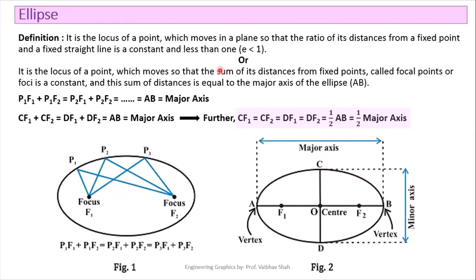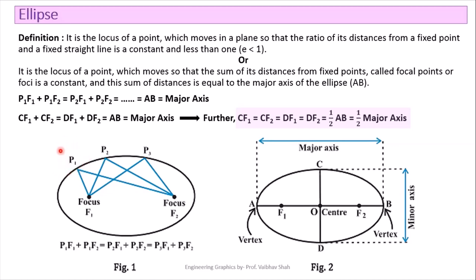Now, next, we have another definition: it is the locus of a point which moves so that the sum of its distances from fixed points, called focal points or foci, is a constant, and this sum of distances is equal to the major axis of the ellipse, or you can say major axis AB. So let us understand this definition by this diagram. So it is the locus of a point, so it is a group of points, which moves in a plane so that the sum of its distances from the focal points is constant.